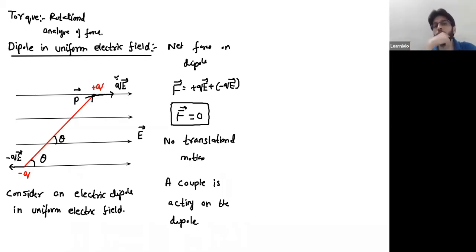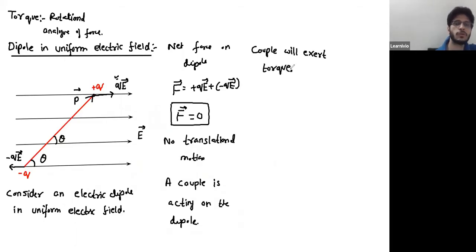And remember one more thing. Whenever a couple acts on a dipole, that couple tries to rotate the dipole. So this couple will exert a torque on the dipole, and that torque can rotate it.